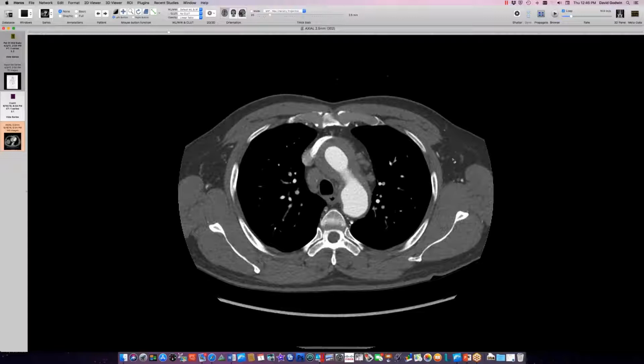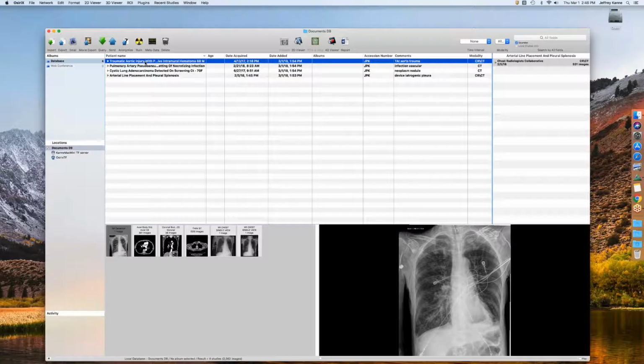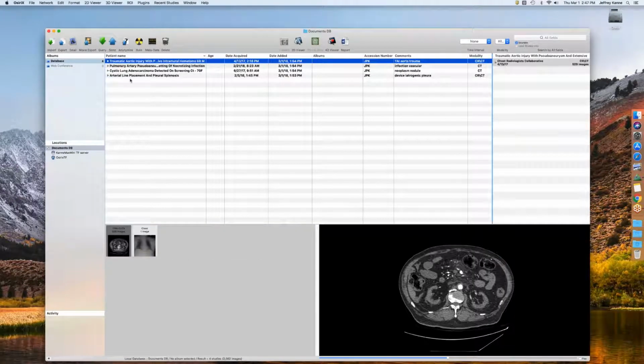Okay, guys, for the case I wanted to show. Thank you. All righty, let's see here. Speaking of aortas, why don't we look at this one?